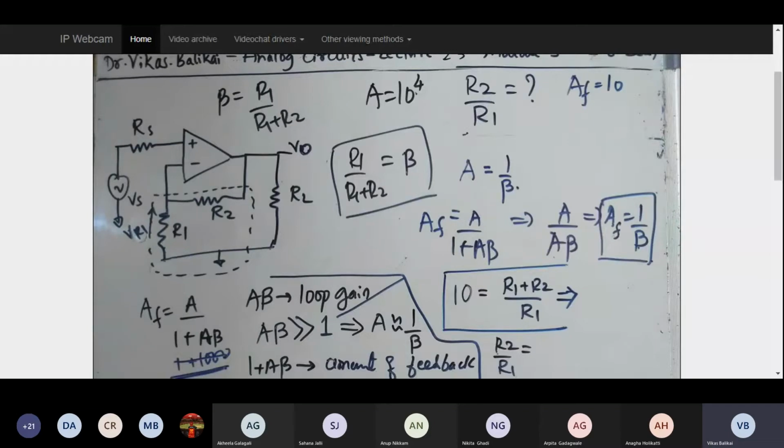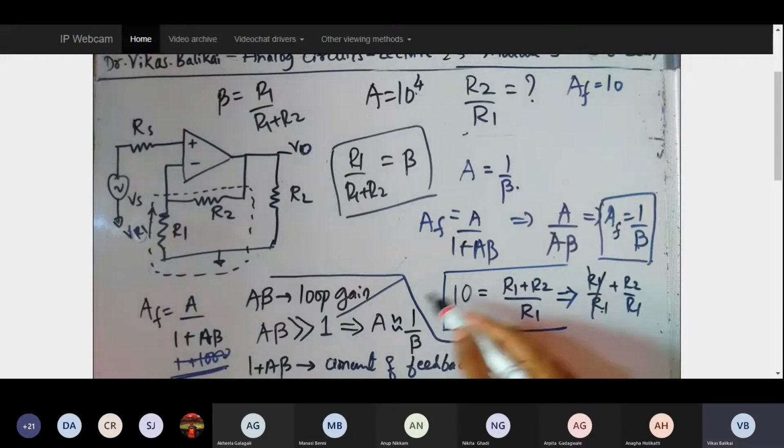One equation is given, equal to 10. I am asking what will be R2 by R1. Solve it and quickly tell me. 9, sir. Exactly. R1 by R1 plus R2 by R1, the R1 by R1 cancels. So this is 10 equal to 1 plus R2 by R1. 1 equal to 10 minus 1, 9. You got the value. So R2 by R1 is equal to 9. That's the ratio he has asked. That's how you can calculate.